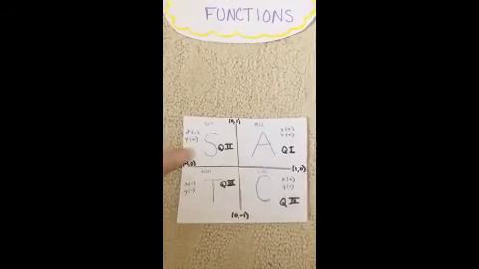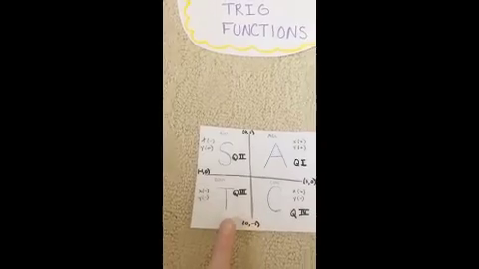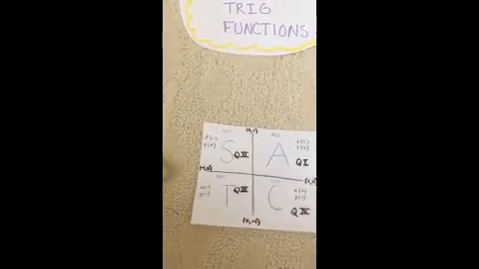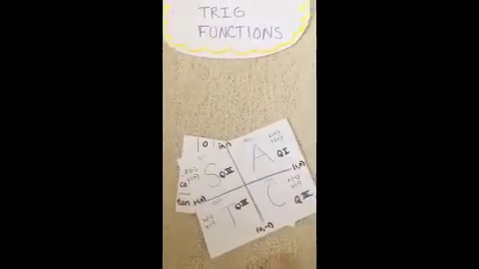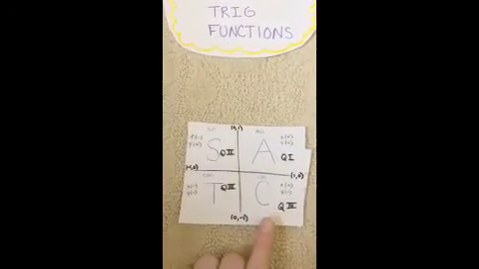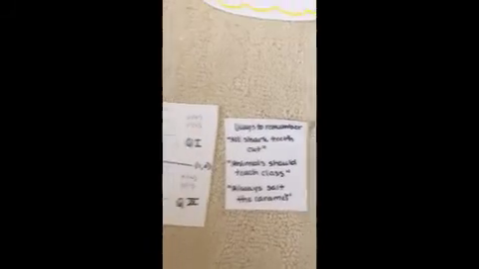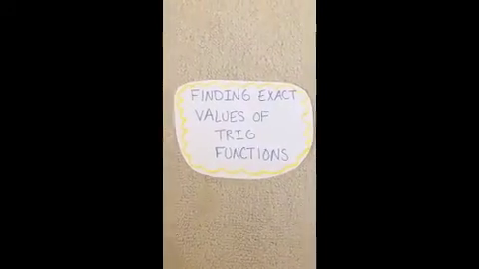In quadrant 2, sine is only positive because y is positive. In quadrant 3, tan is positive because x and y are negative. And in quadrant 4, cosine is positive because x is positive. And here are some helpful ways of remembering where the quadrants are. So you can use all shark teeth cut, animals should teach class, and always salt the caramel. Now that we know all of this, we can start finding exact values of trig functions.